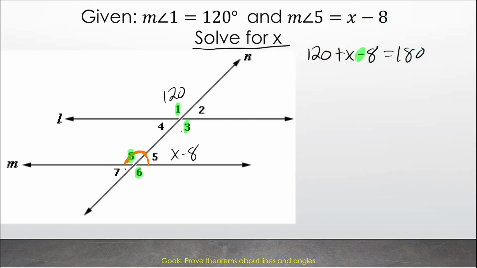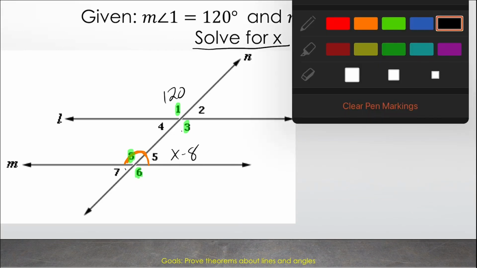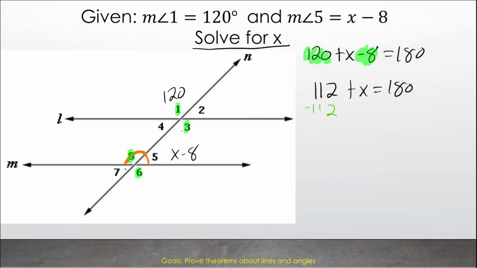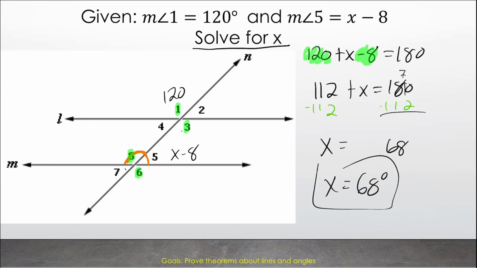I'm going to combine my like terms here. So I get 112 plus x equals 180. We're going to subtract 112 from both sides. I'm going to get x equals, let's see, we're going to have to borrow here, 68. So we got x equals 68 degrees.